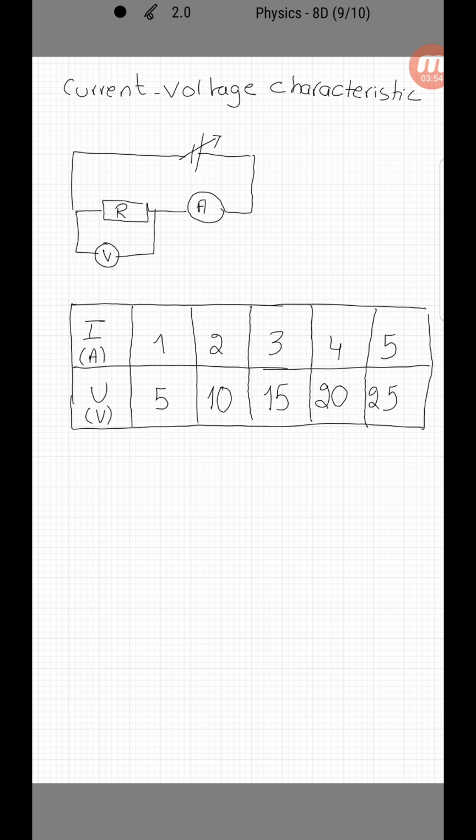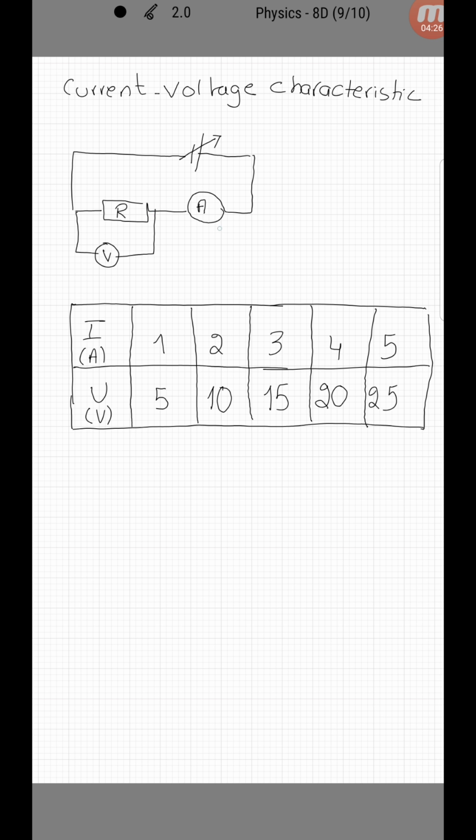Okay guys, now I'm going to continue the chapter. We're going to explain a new idea called current voltage characteristic. The current voltage characteristic means the variation of the current with respect to the voltage. Meaning, if I have a circuit with a battery, an ammeter to measure the current, a resistor, and a voltmeter to measure the voltage of the resistor.